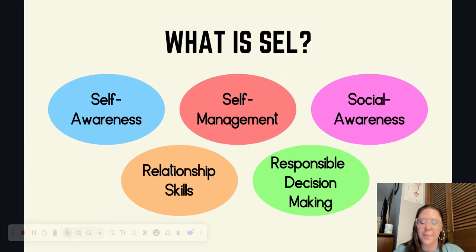So there are 5 core competencies of this: self-awareness, self-management, social awareness, relationship skills, and decision making. These are all the things that children need to know, understand, and learn to make good choices, manage their emotions, and help build their relationships. These skills form the foundation for how we interact with others and handle challenges, both in school and in life.